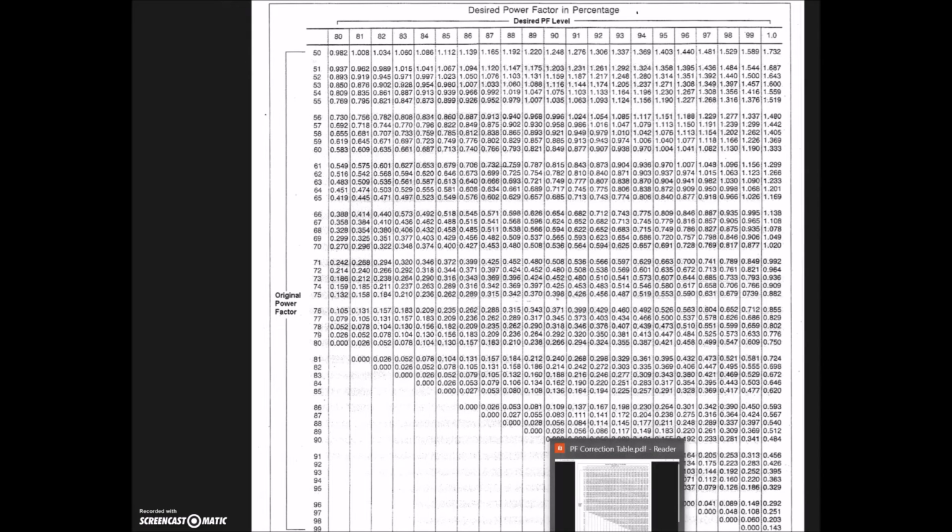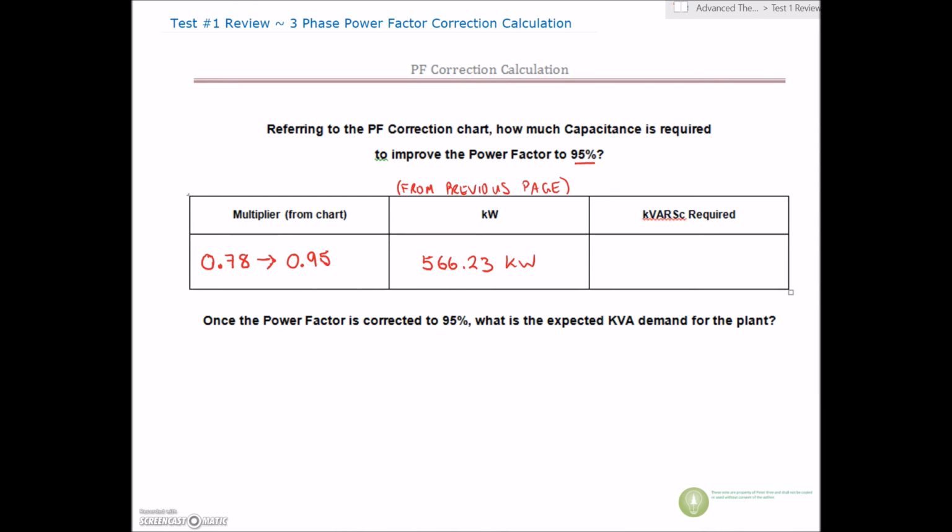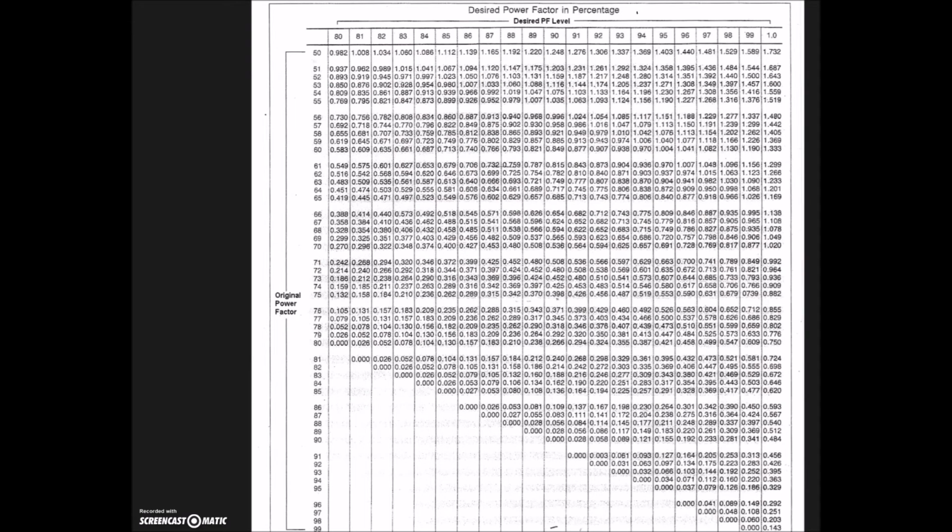Okay, so here's our chart. If we go back here, our values are going from 0.78 to 0.95. So here's our original power factor right here, and we're looking for a value of 0.78 or 78%. And we're going to go to a desired power factor of 95%. So all the calculations have already been done for us.